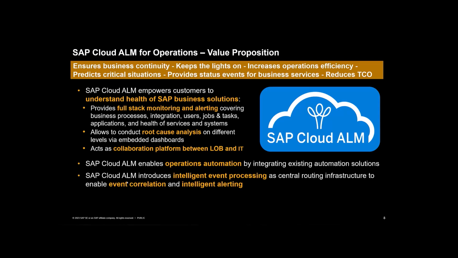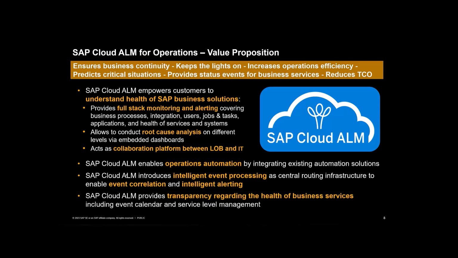We also have intelligent event processing, which is a central event management system, which allows us to handle all types of IT events in one central platform, and also to enable event correlation and intelligent alerting. In addition, we provide you visibility on business service level. This means we consolidate certain technical services to business services and expose status information at the level of the business services.